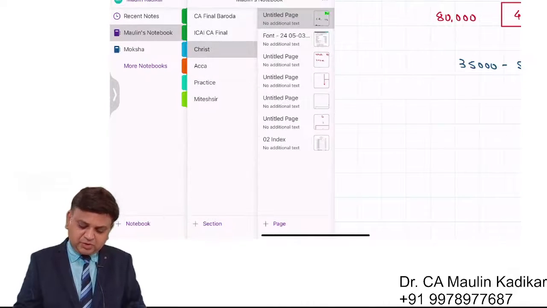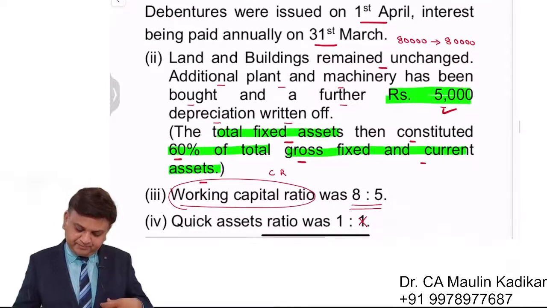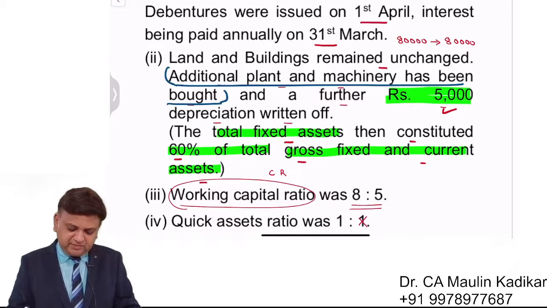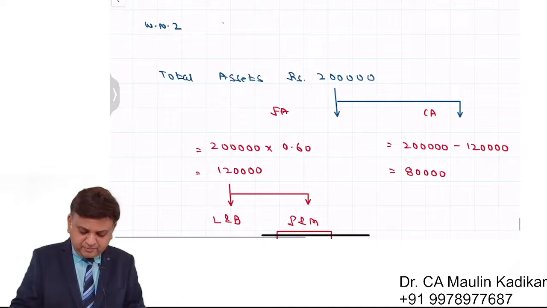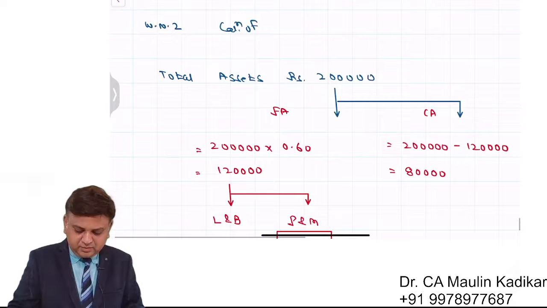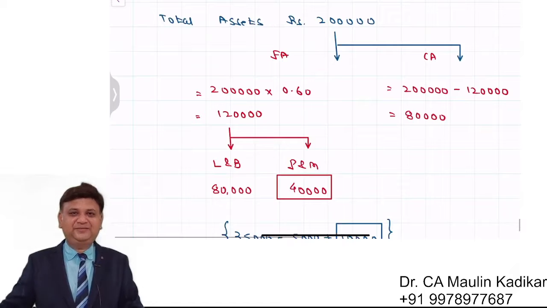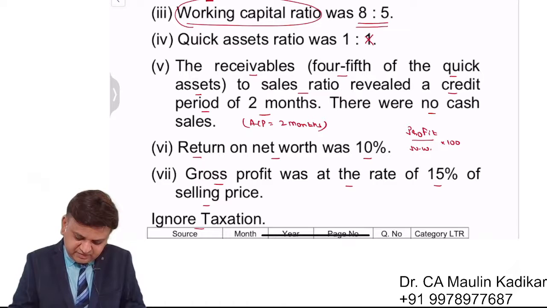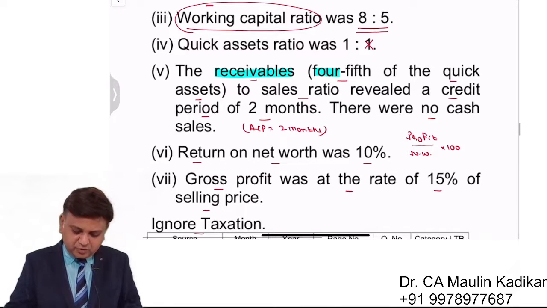And it has been given to us also in the question that additional plant and machinery has been bought. What is that amount? Based on this working, we can say it is an amount of rupees 10,000. So we can have working note number 2, calculation of assets. I request all of you to write down answer. Next question. The receivable, that is the debtors. Oh, I'm sorry. I forgot to read this portion.